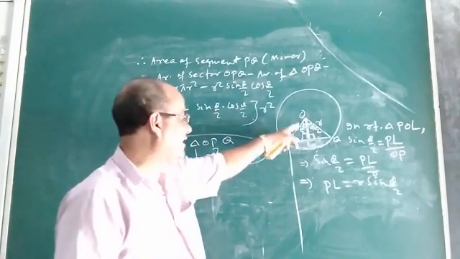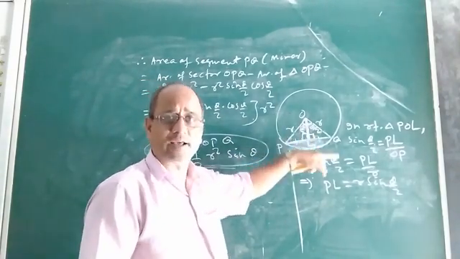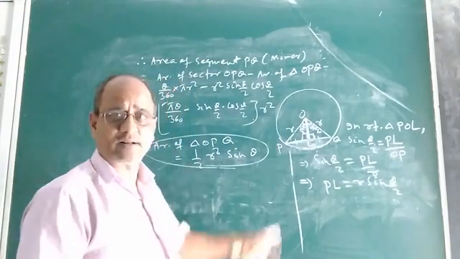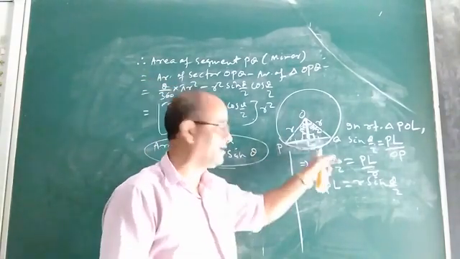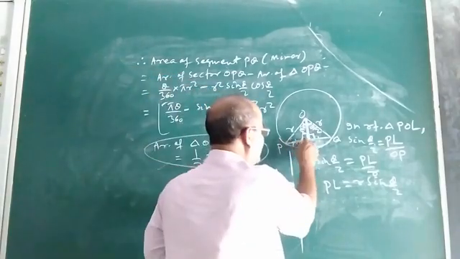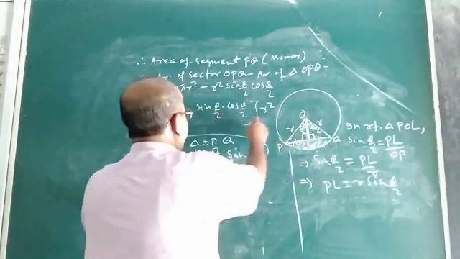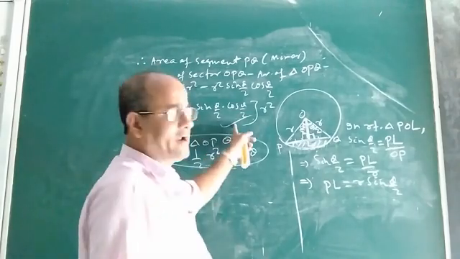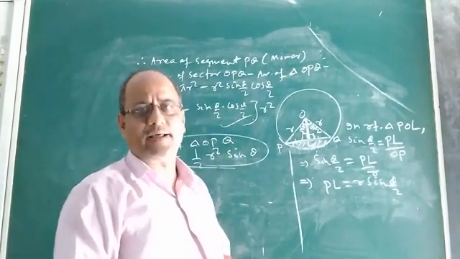So after finding the area of triangle OPQ, subtract that area from the area of the minor sector. Then only we will get the area of the minor segment. Now children, you can ask me, sir, this is the minor segment, its area is this one, this is the formula to find the area of the minor segment. Then how can we find the area of the major segment?